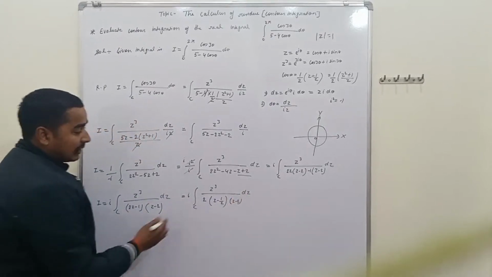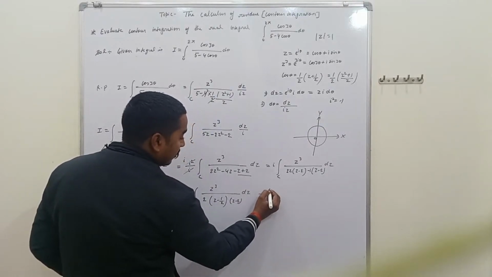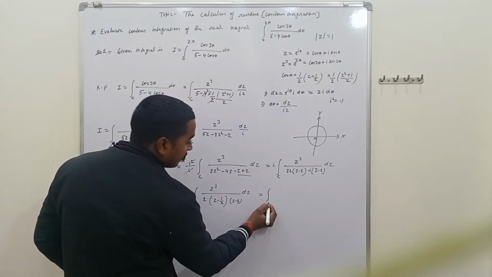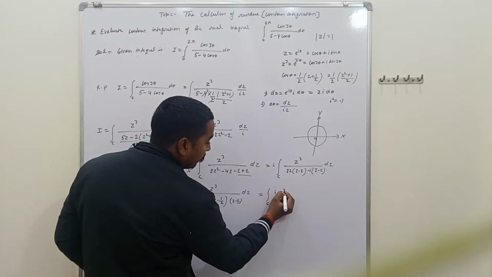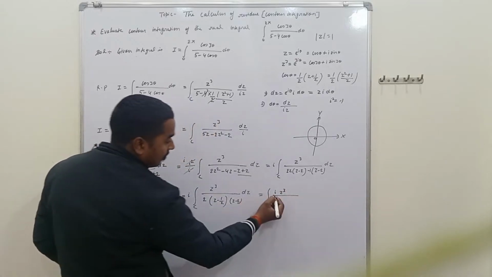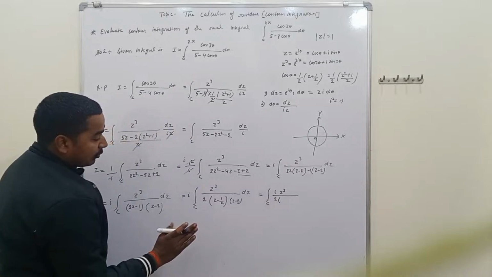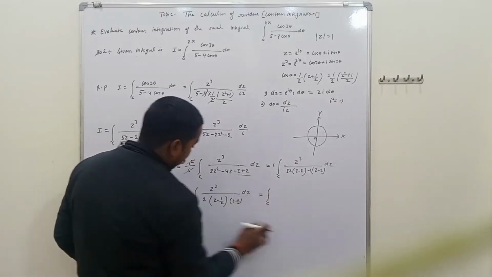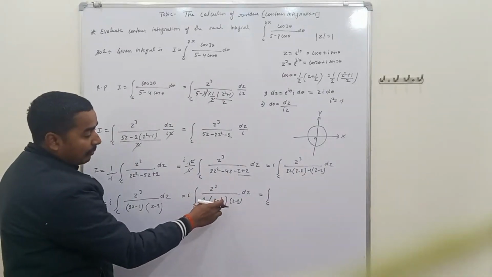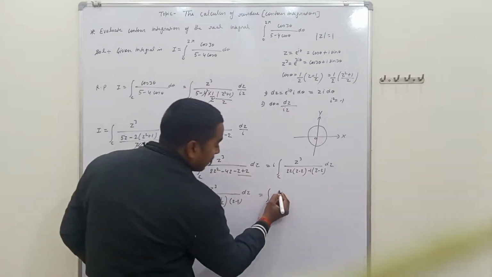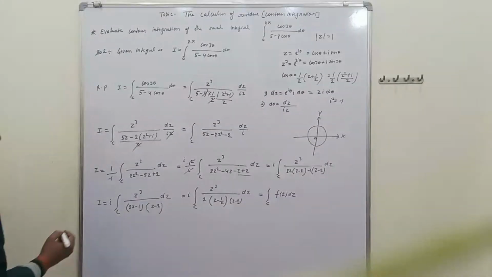Further we consider the closed integral, where i is taken outside, that is i into z cube upon 2. Once again we consider i z cube upon 2 times z minus 1 by 2 into z minus 2 as f(z) dz. Further we have to find the simple poles.